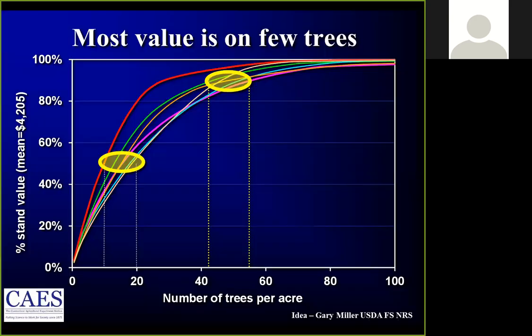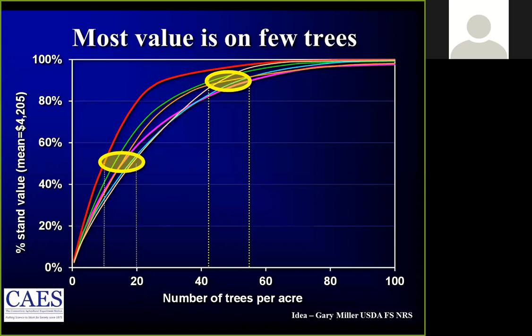And the reason why this happens is if you actually go out there and do an inventory, and we've done this on six stands, and Gary Miller, who just retired from the Forest Service, did this over in Pennsylvania and West Virginia, and you look at the value of the trees out there, only about 20 trees per acre account for 50% of that stand's value.